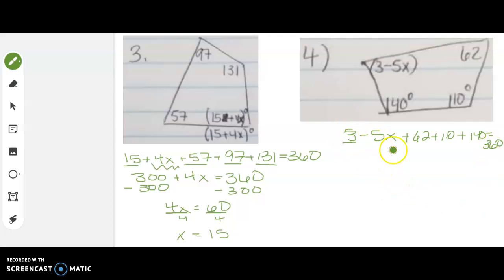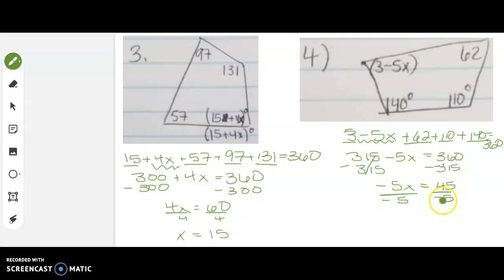Okay, so again, I'm going to combine like terms. I have a 3, a 62, a 110, and a 140. That all adds up to 315. I have my negative 5x term, minus 5x, and that equals 360. I'm going to subtract 315 from both sides to isolate the x. Negative 5x is equal to 45. Divide by negative 5. And x is going to equal negative 9.